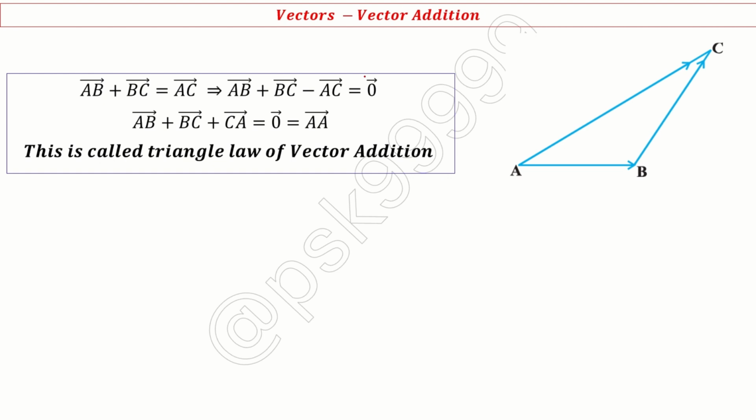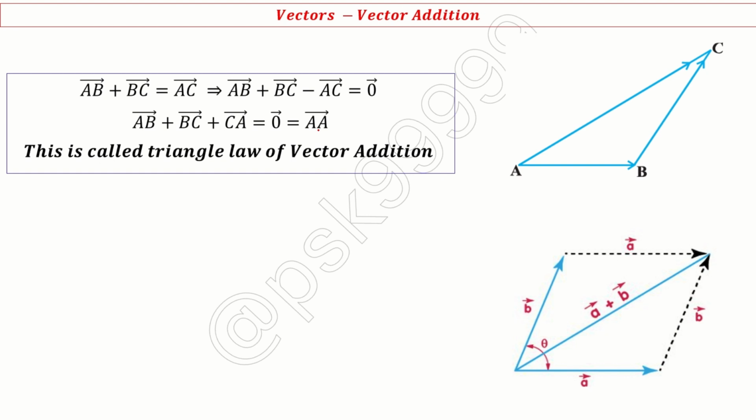We state this as AB plus BC equal to AC, or AB plus BC minus AC equal to 0. Minus AC, I can always write as CA. So AB plus BC plus CA equals 0, which is the zero vector, the same position, coming back to the same position. This is called the triangle law of vector addition. If you want to check whether three given positions form a triangle, this is one way of checking.